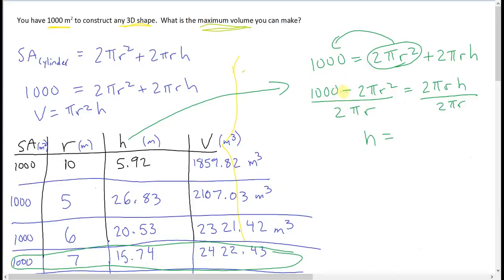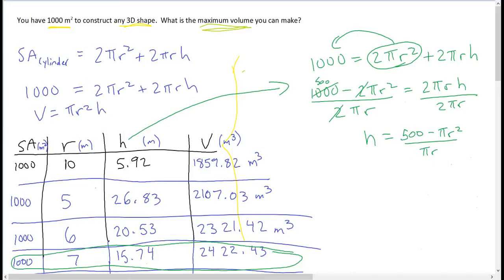2 goes into 1,000 twice... I mean 500 times, leaving 500. 2 goes into 2. Notice I divide the 2 into every term, so it's dividing everything. 2 goes into 2 evenly, so it'll be canceled out. This gets canceled, and this becomes 500, minus pi r squared over pi r. We can't simplify this any further. If you left it exactly as it is up here, that's fine. This just means a little bit less to type.